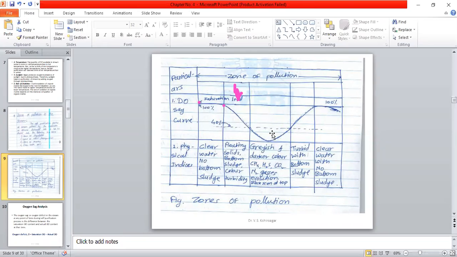Then next comes the zone of active decomposition. In this zone, the physical indices say that it will be grayish in appearance, darker in color, with CH4, H2S, CO2 gases evolving. Black scum at the top means a highly polluted area, where the microorganisms become more and more active.